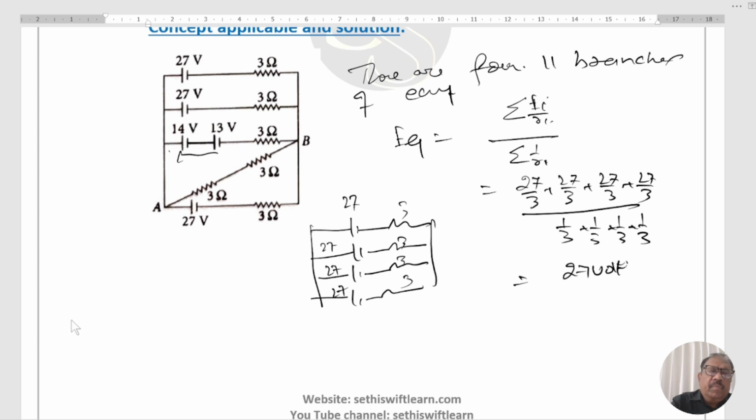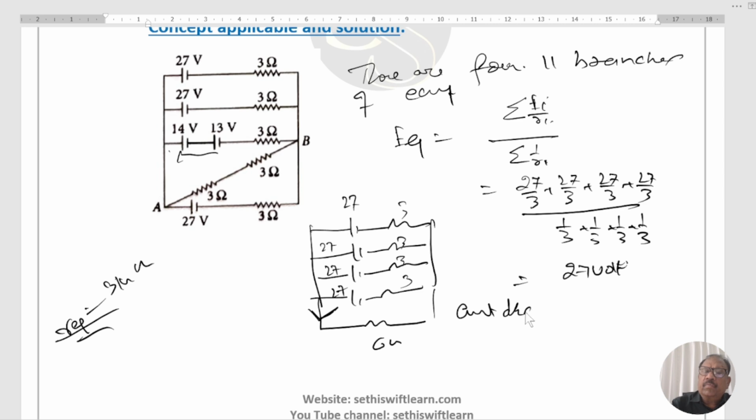Now, R equivalent of four resistances of 3 ohm is 3 by 4 ohm. Now, this is 3 ohm plus 3 ohm, 6 ohm. According to Ohm's law, the current drawn will be the applied EMF 27 upon 6 plus 3 by 4. On simplification, 27 into 4 upon 27. 6 fours are 24, plus 3 is 27, so 27 by 27, that is 4 ampere. 4 ampere is the current.